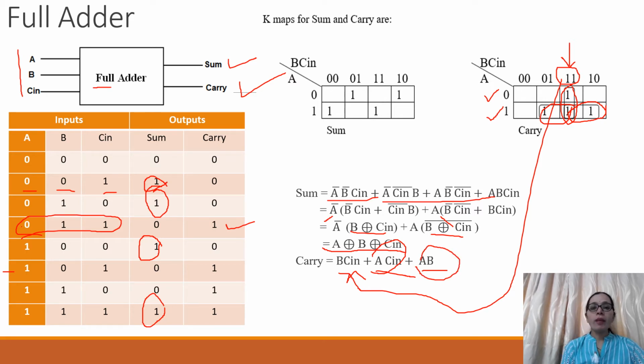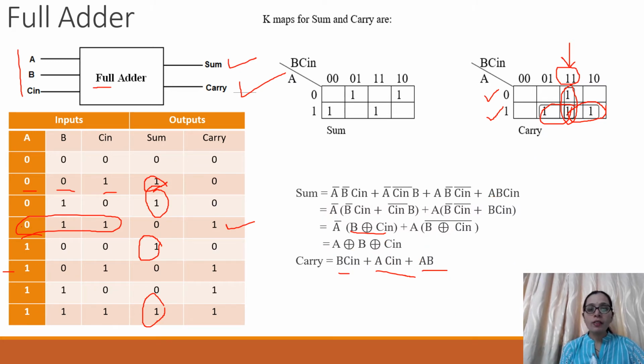Okay, so I have told you in brief how the K-map is drawn, how the groups are formed and how the expressions are obtained. So this is the expression for sum, that is A XOR B XOR C in, and carry is BC in plus AC in plus AB. Now in the next slide we will see its realization.